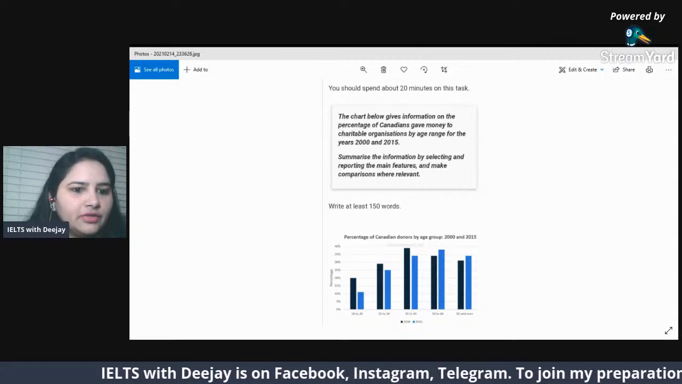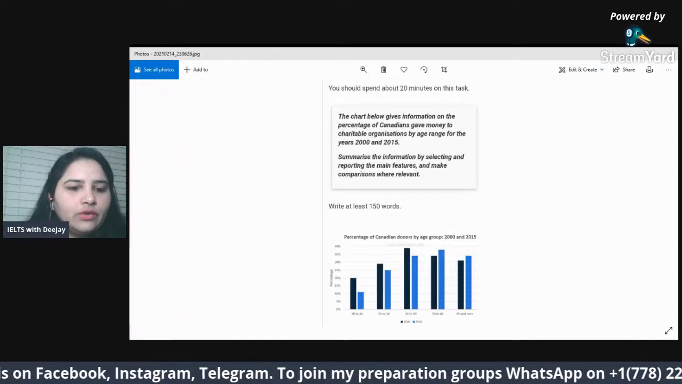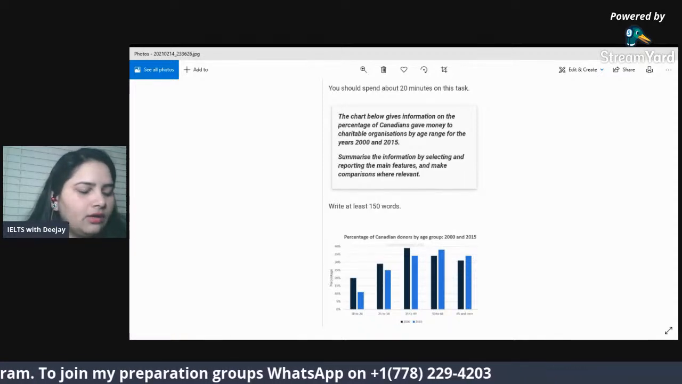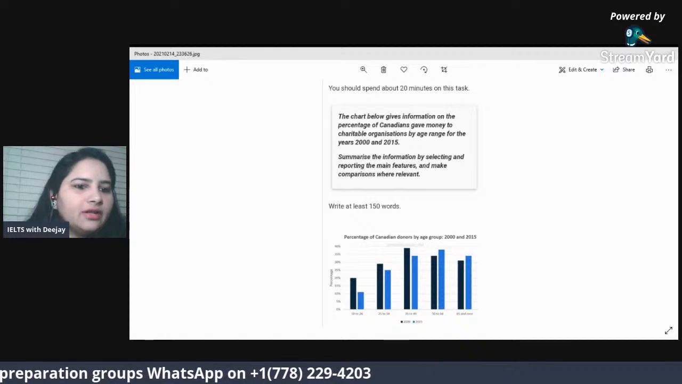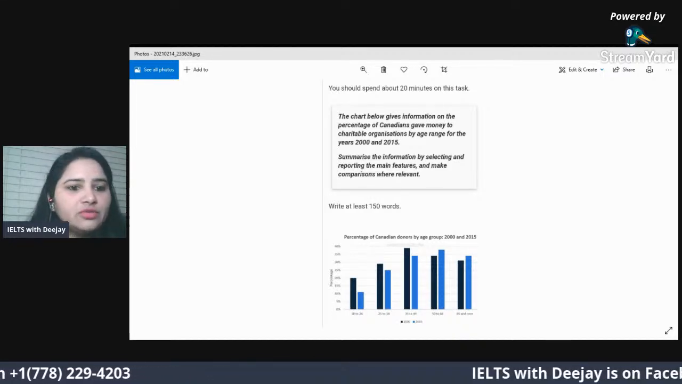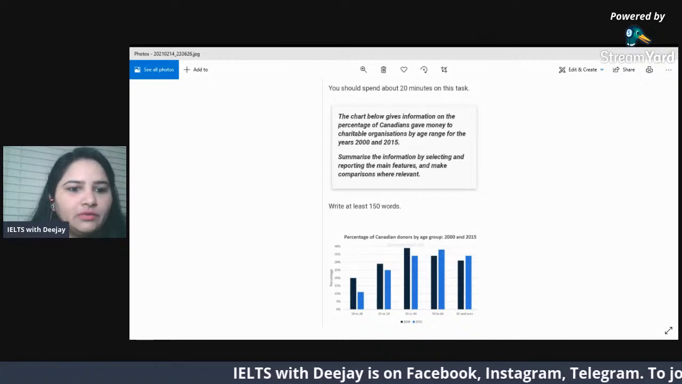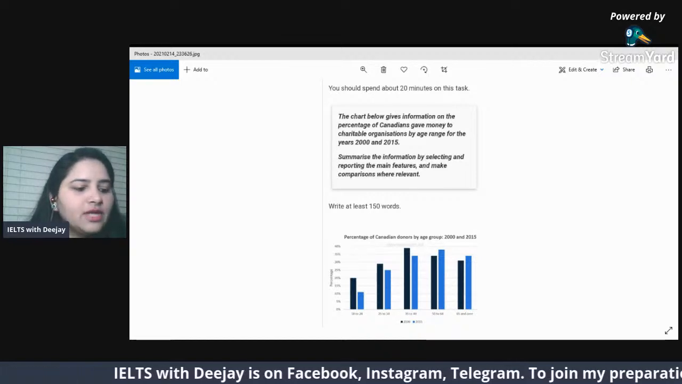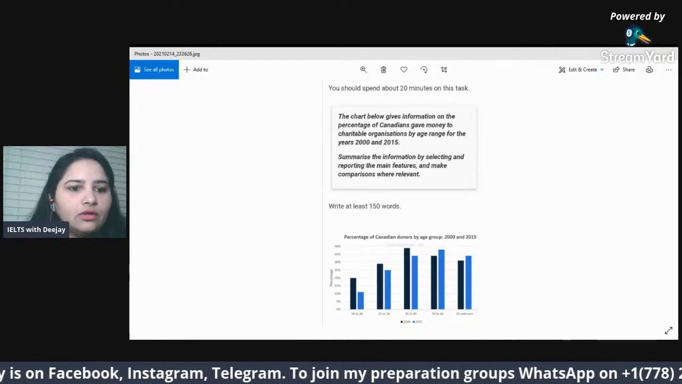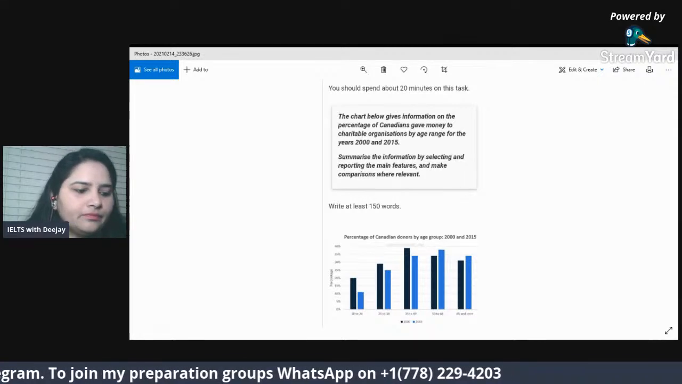I have shared the pictures in the groups so that if you are not able to see, you can see, and later also you can try them out. Okay, guys, write down the introduction and overview. You're taking a lot of time. You will not have this much time in the exam. You have 20 minutes only, and you have to segregate the time. You have to plan. You have to leave some time out for proofreading as well. So do not take this much time.